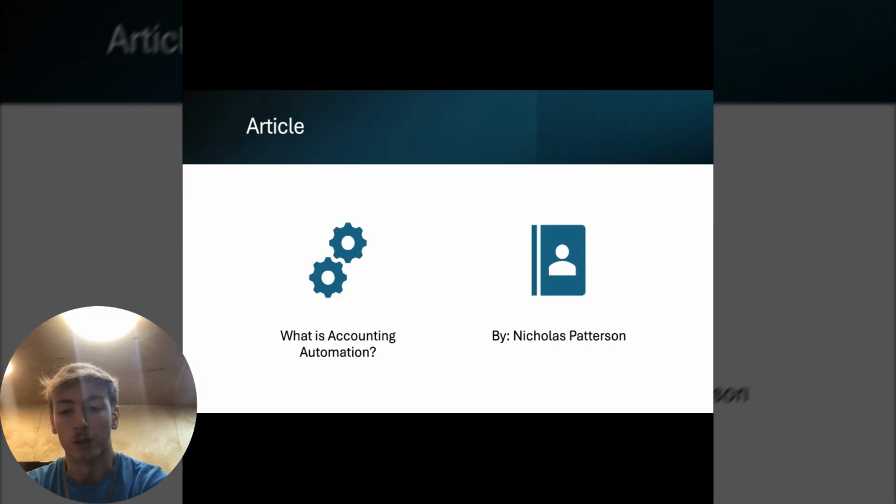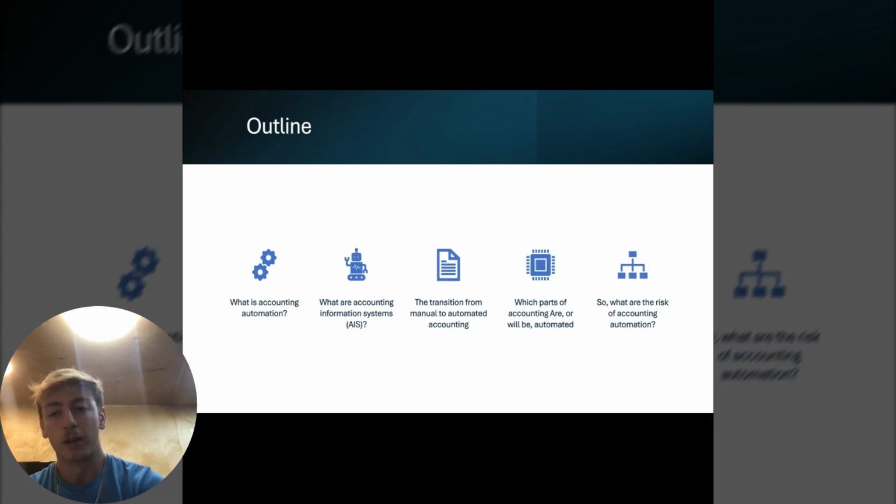The article that I chose to cover is What is Accounting Automation by the author Nicholas Patterson. Within the article, five main points were outlined. First being what is accounting automation, what are accounting information systems, the transition from manual to automated accounting, which parts of accounting are or will be automated, and what are the risks of accounting automation.